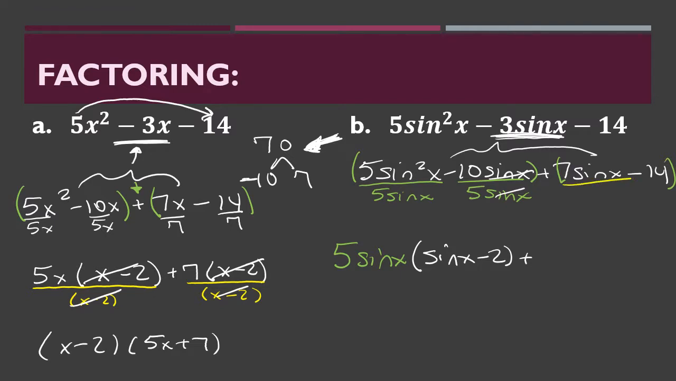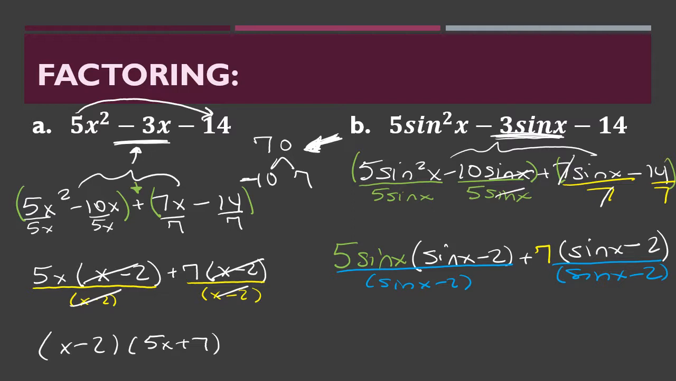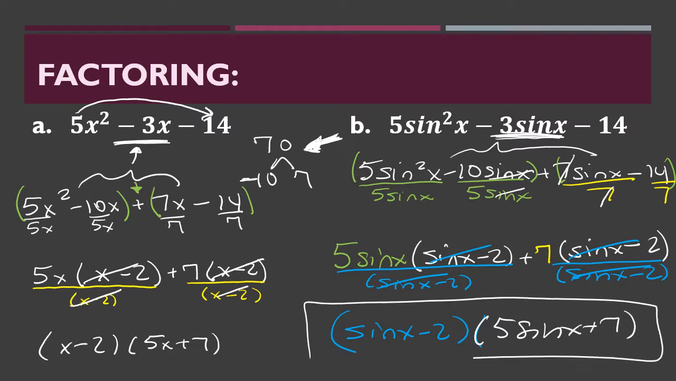When I look at my second group, they both still have a 7 in common, so I'm going to GCF out that 7. And when I do that, the 7 is reduced to 1, and we deal with the sine x, minus 14 divided by 7 is 2. So now again, I have two terms. I have term 1 and I have term 2. Each of these has a sine x minus 2 in common. So all of those will go away. I can take the sine x minus 2 out, and that's going to leave me with 5 sine x plus 7. And this should look familiar to the previous problem because we basically used similar numbers.